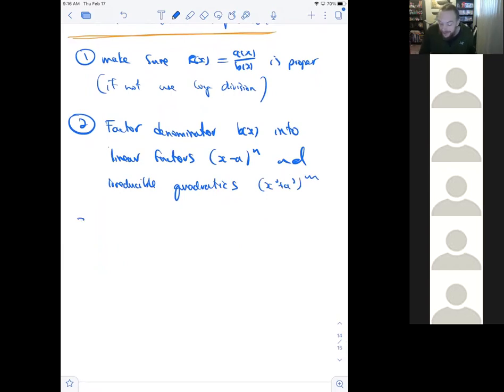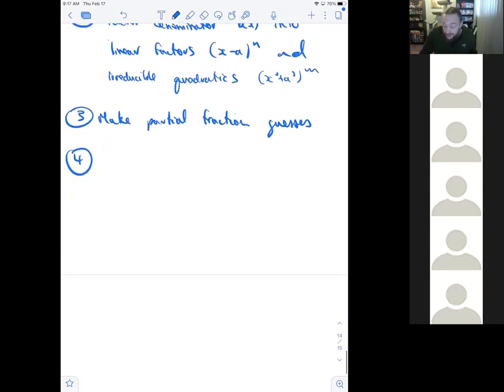Once you do that, then 3, what are you going to do? You're going to make your partial fraction guesses. Once you do that, 4, what are you going to have to do? You're going to have to solve the linear system, by matching the coefficients to find the A's and B's.